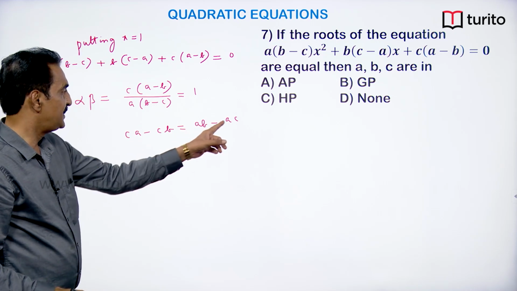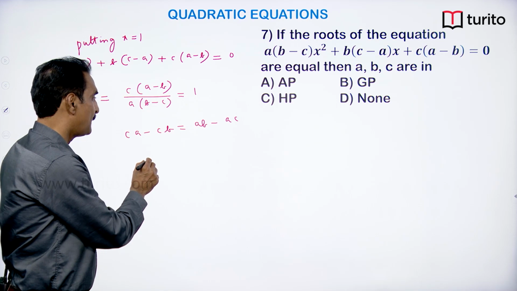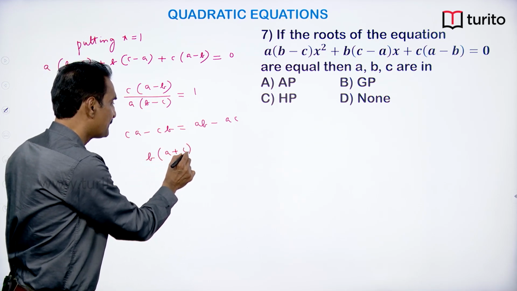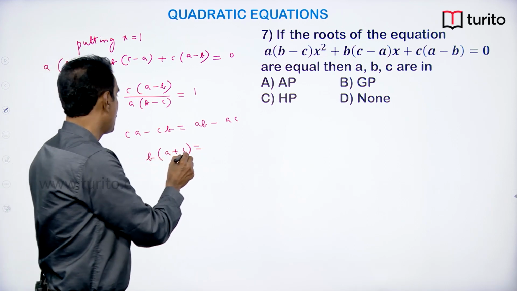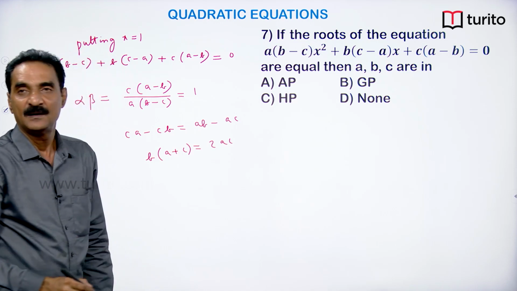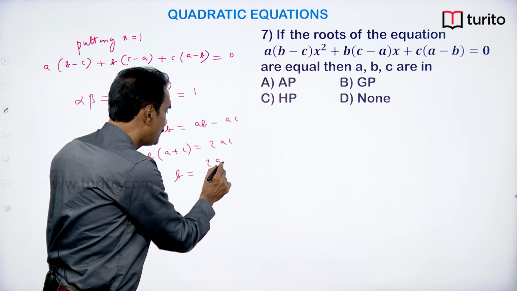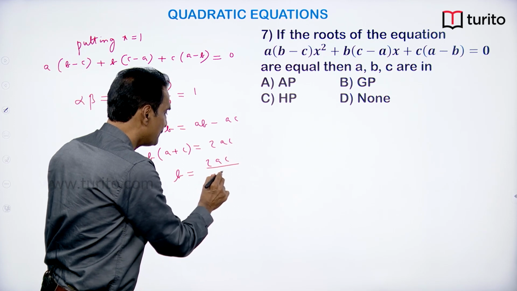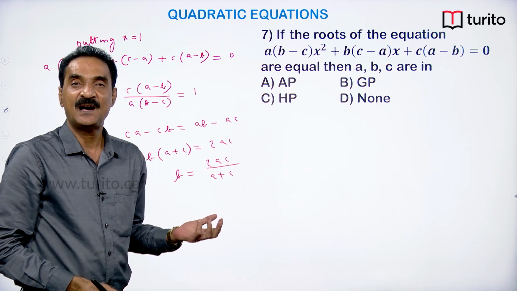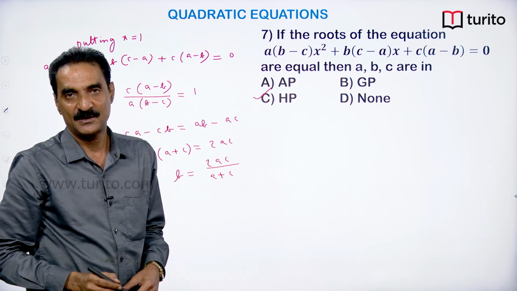Then take AC this side, CB that side, you will get B into A plus C is equal to 2AC. Then B is equal to 2AC by A plus C. What is this property? A, B, C are in harmonic progression. Answer is third option.